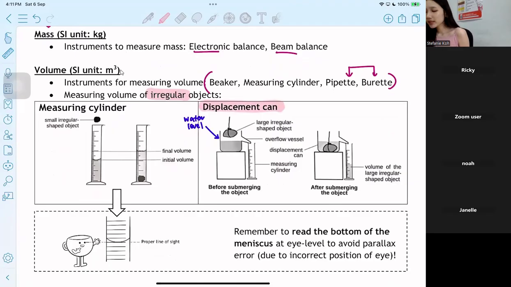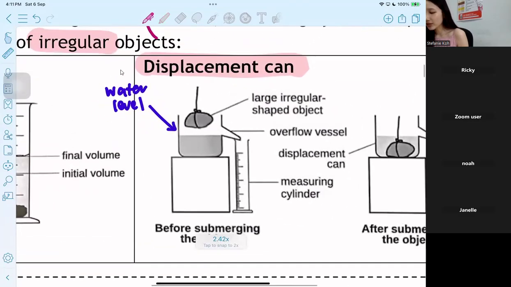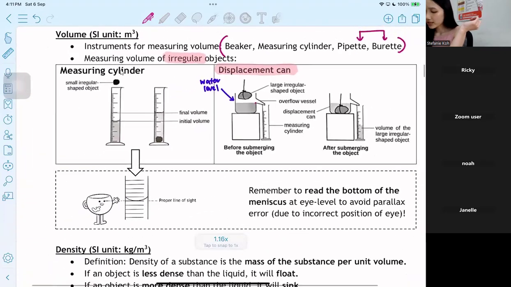Displacement means you're displacing the water. And take note of the water level, it must be right at the opening, at the spout, so that whatever volume overflows is the volume of the rock. Okay? So that's that.